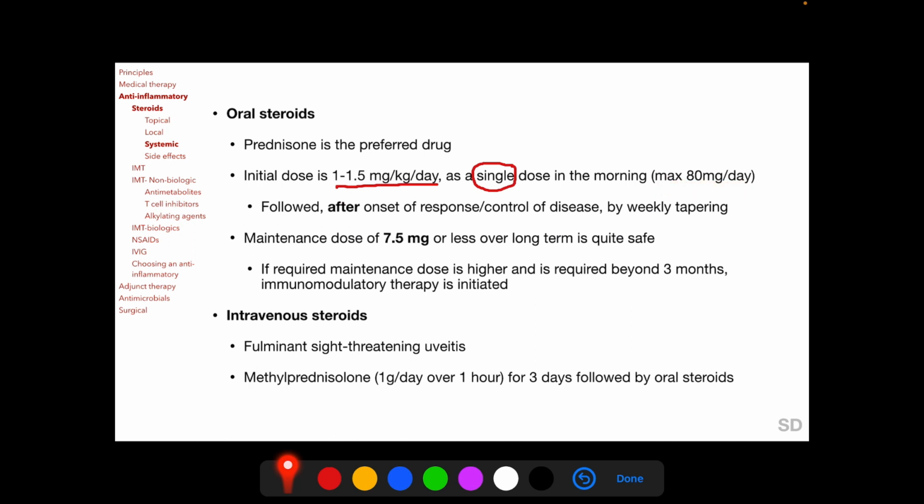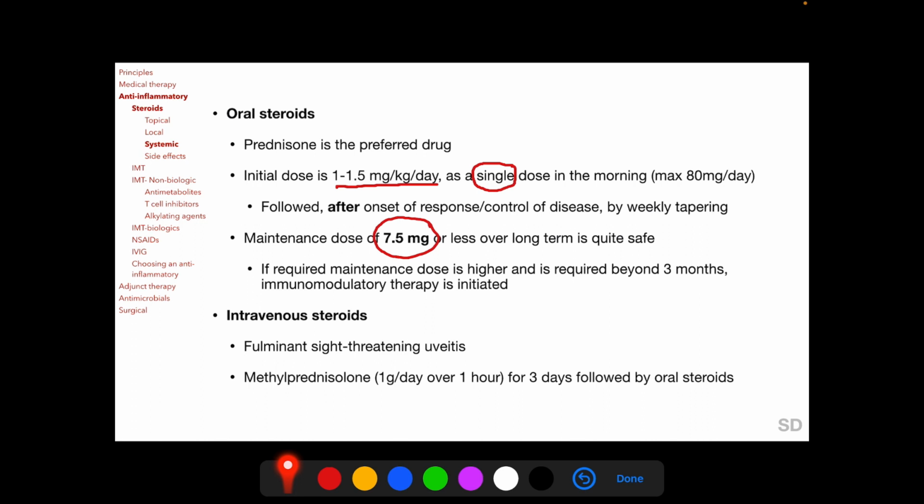When there is onset of response or control of the disease, the dosage of oral steroid is tapered, usually weekly, and a maintenance dose of 7.5 mg or less over long term has been shown to be quite safe. So this is a very important dose to remember. And if a higher maintenance dose is required beyond 3 months, immunomodulatory therapy is initiated.